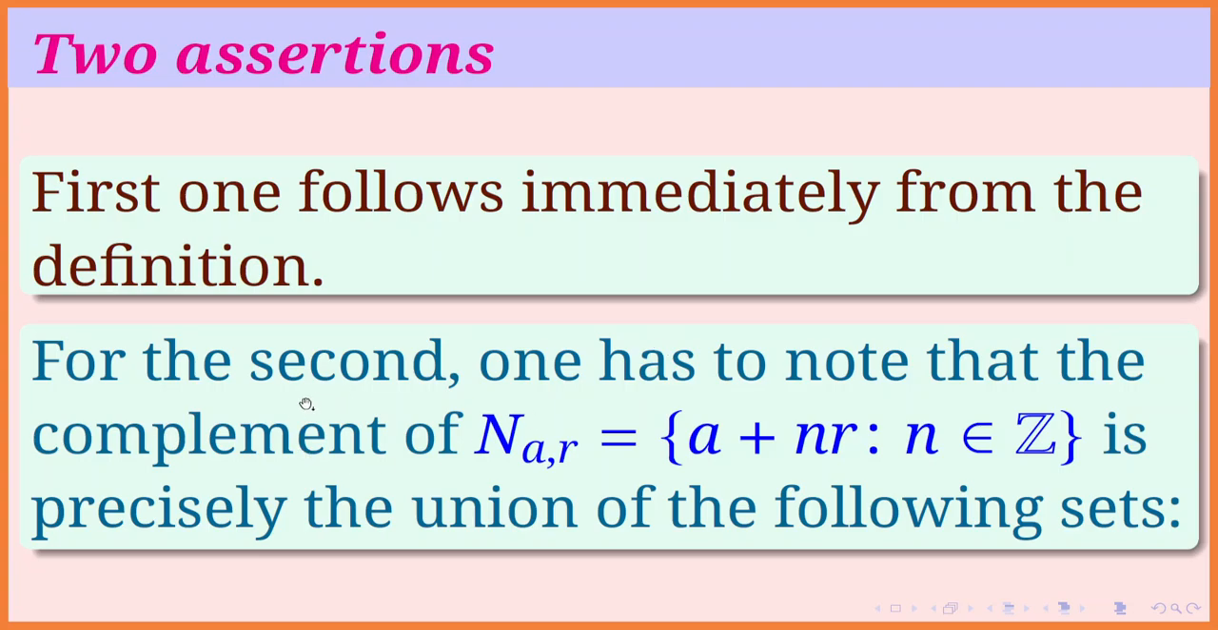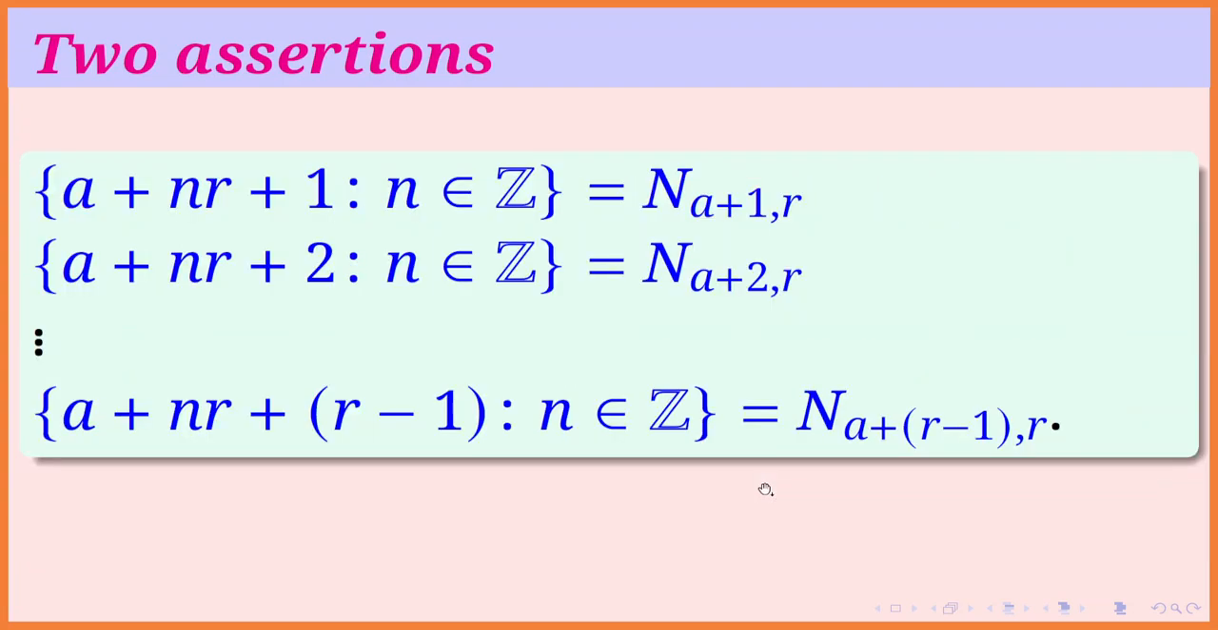And for the second one, we need to see exactly which points do not belong to this neighborhood N(A,R). N(A,R) consists of these points, A plus multiples of R. So which points do not belong to this set? The points which do not belong to this set are precisely this type of points: A plus nR plus 1, A plus nR plus 2, up to A plus nR plus R minus 1. The next point is nR plus R, which is the same as (n plus 1)R. So that one belongs.